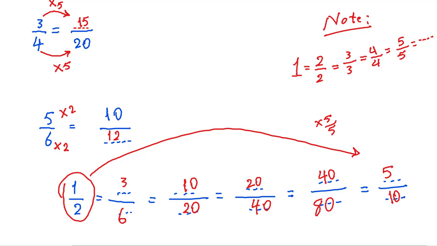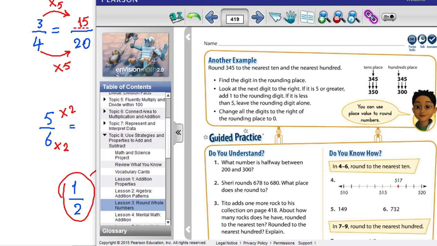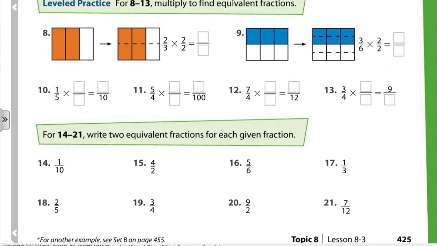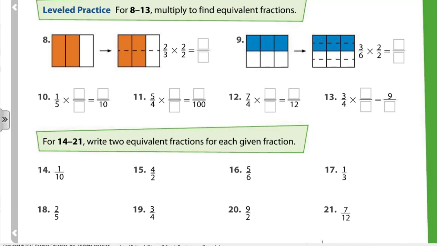Teacher, I already know. Okay, Abdullah, thank you. You're welcome. Teacher, I already know the timetable. Okay, Salman. Okay, my heroes, now let's go back to the book. And we will start with question number 8.